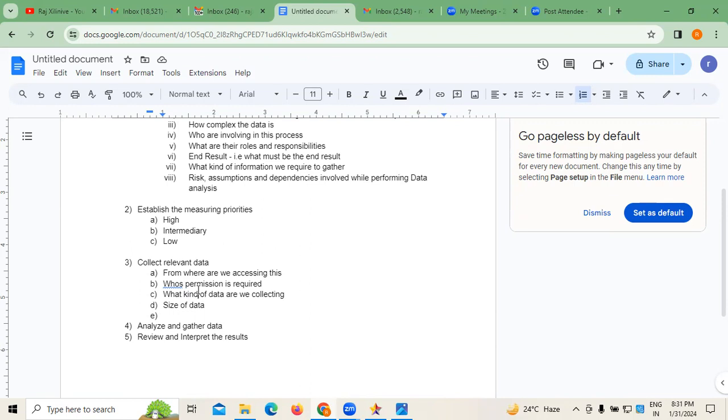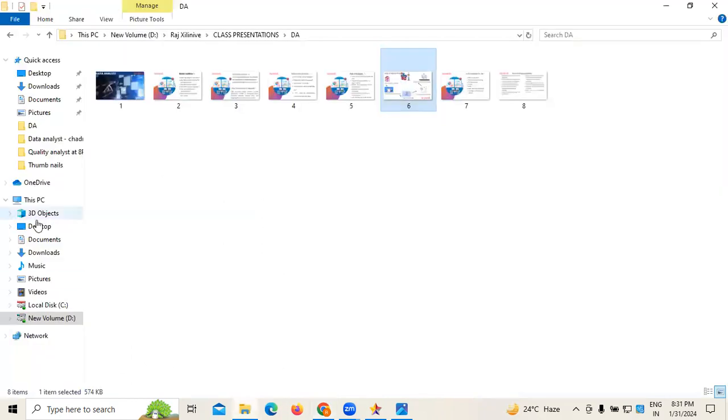So what kind of data are we collecting? We must know about the size of data as well. This is also one of the key and prominent elements we have to focus on when we are collecting the relevant data. Next, last but not least, we must know about the data format. In which format are we collecting the data? Normally, whenever we do data collection, it is usually based on Excel. I'll show you.